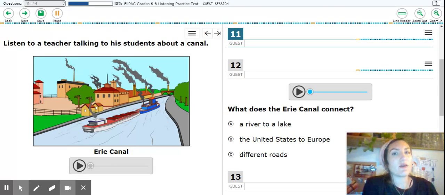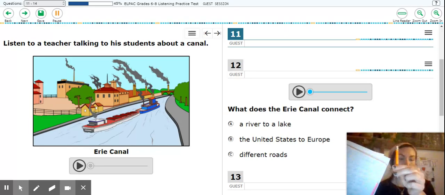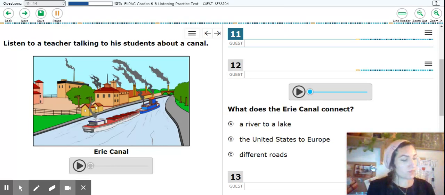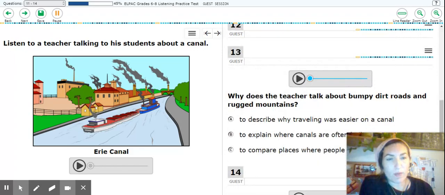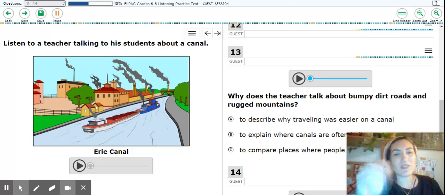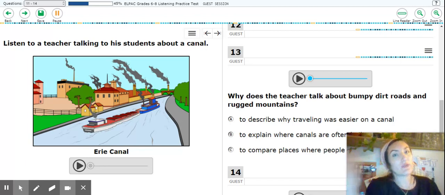That being said, I think it goes without saying that for the listening portion, and obviously the writing portion, you want to have paper and pencil handy, right next to you. I will remind you when we do the test to make sure you have that. Number 13 says, why does the teacher talk about bumpy dirt roads and rugged mountains? So I just wrote bumpy dirt roads and rugged mountains. They probably didn't say those exact words in the recording, but that's what I'm going to listen for.